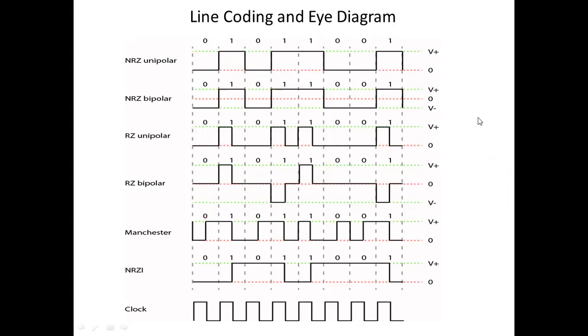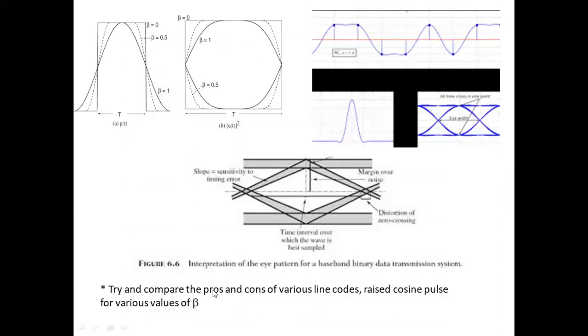So an eye diagram is a very nice thing which will let you know exactly what the things are, like the time interval at which the wave is best sampled. So you have to make a judgment. For a raised cosine wave it is different, for an NRZ it is different, for a return-to-zero bipolar it is different, for unipolar it is different. Slope, sensitivity to the timing error. Okay, sensitivity to timing error, there are so many terms here which will be very interesting questions for viva.